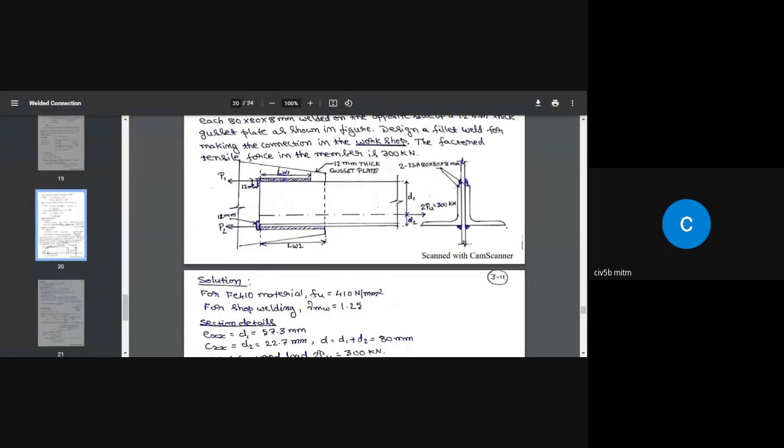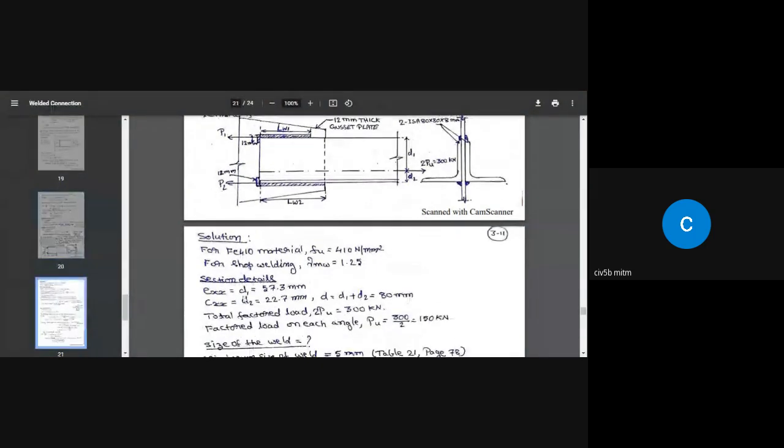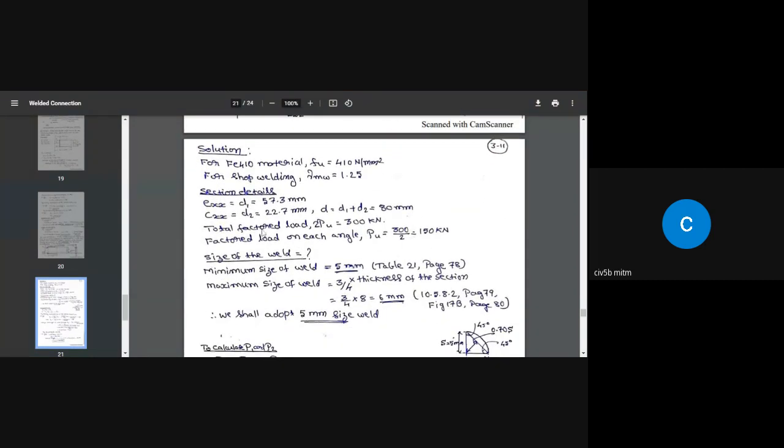So I have called those EXX and CXX values as D1 and D2, and I have written D1 equal to 57.3 millimeter, D2 equal to 22.7 millimeter. Of course, D equal to sum of these two, 80 millimeter. That is the total depth of the angle. Because each angle is of equal length, it doesn't matter which leg you are going to connect. Next, 2 PU equal to 300 kilonewton. Factored load on each angle equal to PU equal to 150 kilonewton.